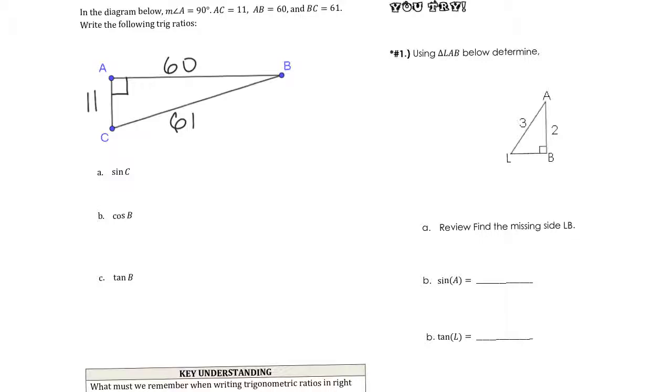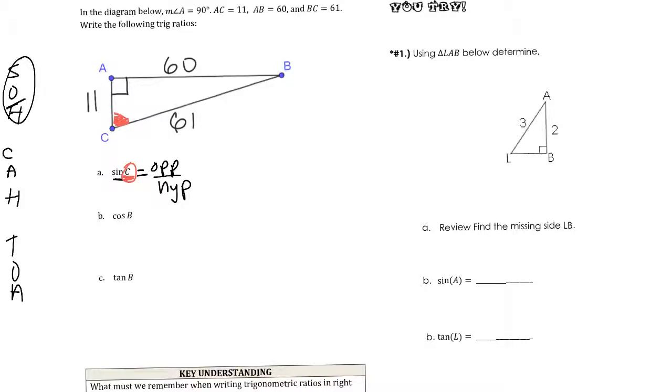Now that I have my diagram set up, angle A is 90 degrees, AC is 11, AB is 60, BC is 61. I want to find the sine of C. So I like to write SOH CAH TOA on my paper somewhere, so I can remember what side sine is talking about. Sine's talking about opposite over hypotenuse. So I need my opposite side over my hypotenuse. Now the reference angle that I'm looking at is next to the sine, cosine, or tangent. It says sine C. I'm looking at my reference angle.